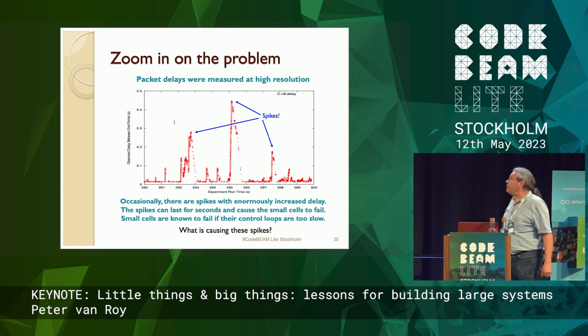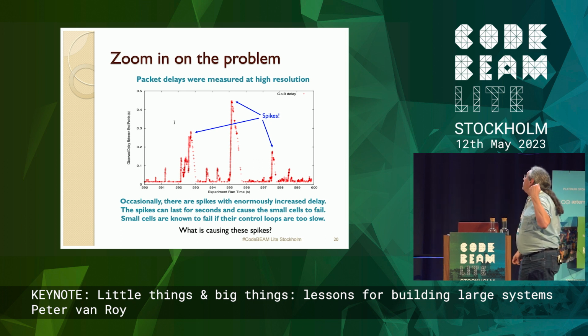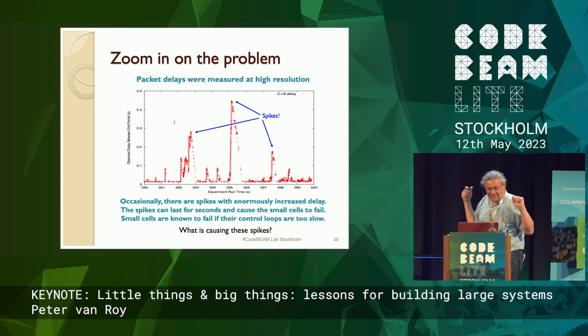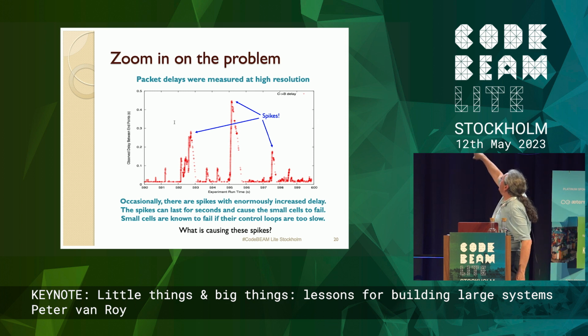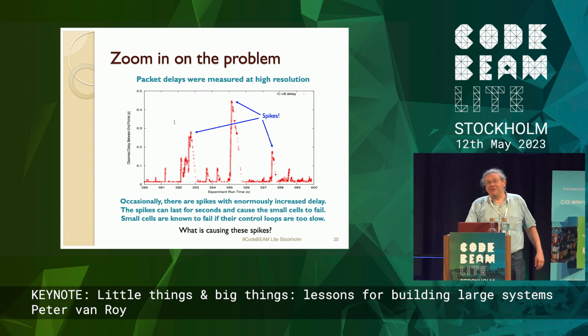And the small cells were failing because of that. The reason is that small cells have control loops. And if the control loops are too slow, the small cells don't like that, okay, and they fail. But the problem was nowhere near the small cells. So why do you have these weird spikes? What is causing them? A typical big system effect, okay?